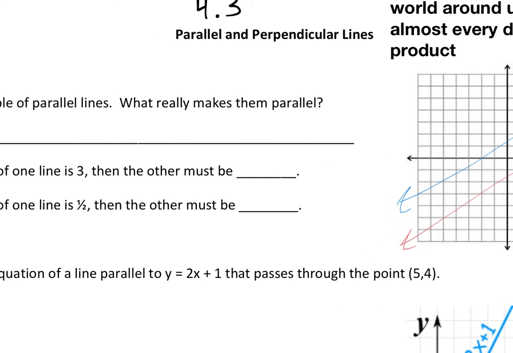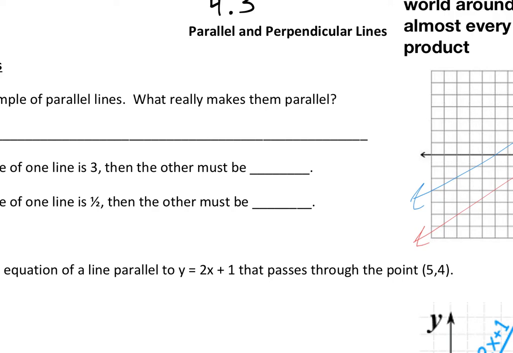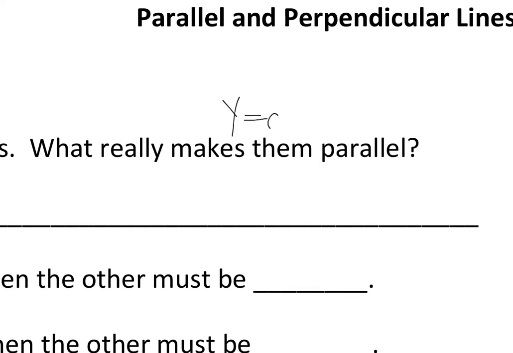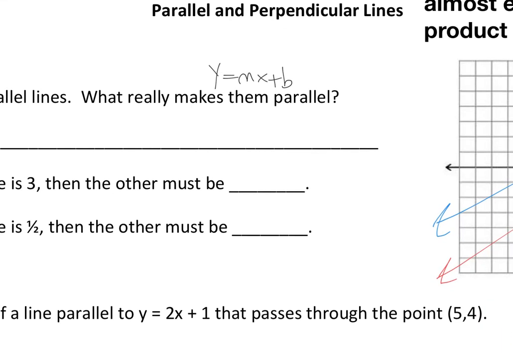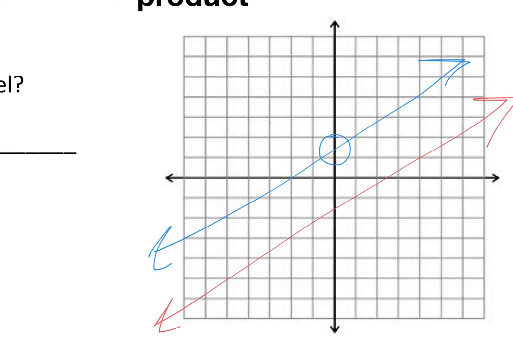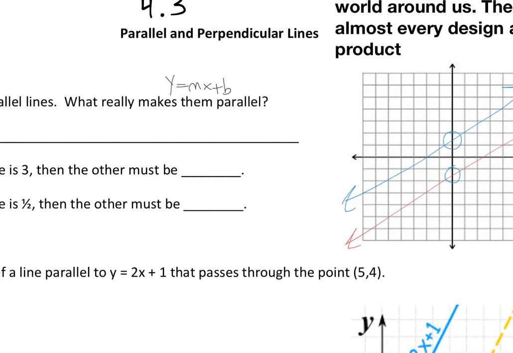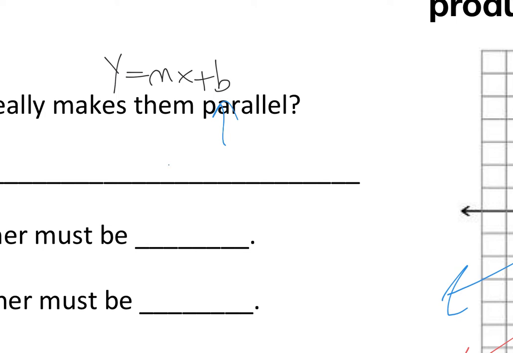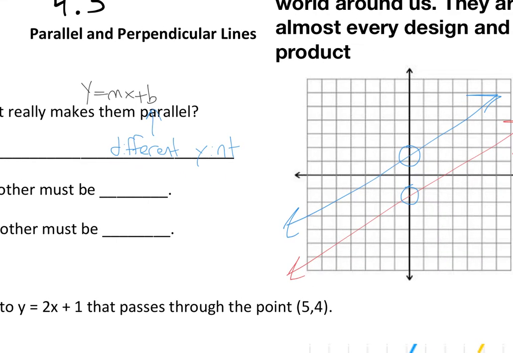If we look at what makes them parallel, let's break this down from a y equals mx plus b standpoint. Let's talk about their y-intercepts. Here's a y-intercept. Here's a y-intercept. Let's notice one thing right away. They're definitely not the same. They're different. So they have different y-intercepts. And I could even add in another line that's parallel. It has a different y-intercept as well.